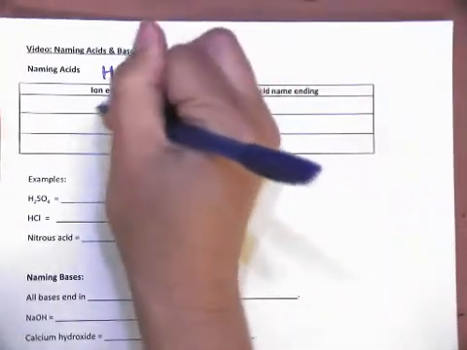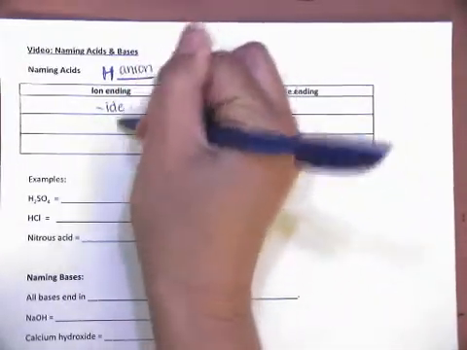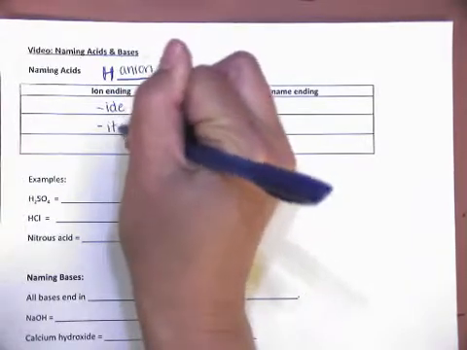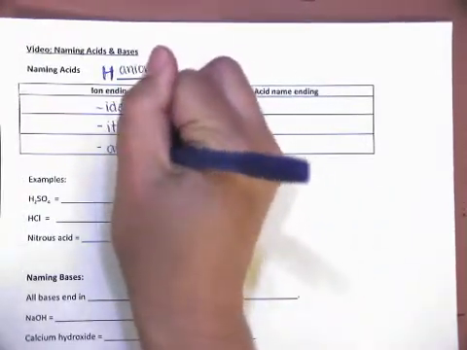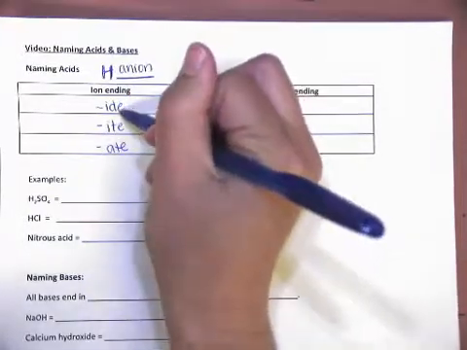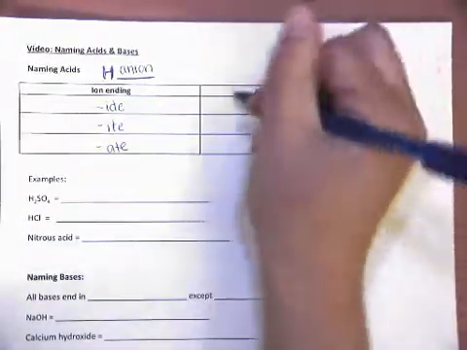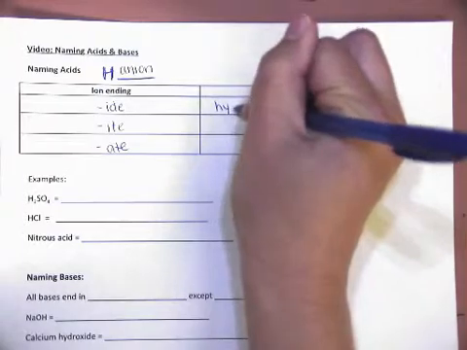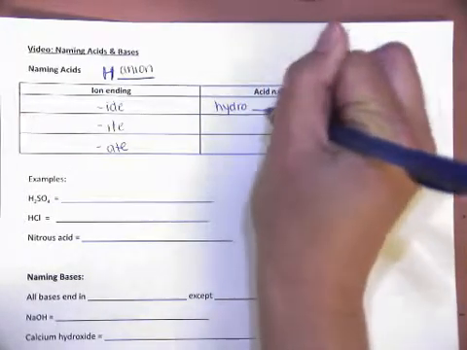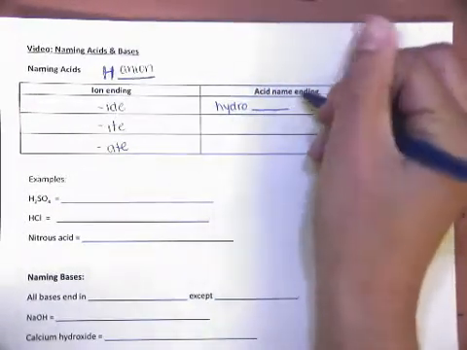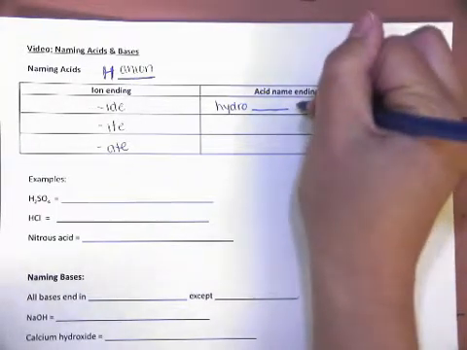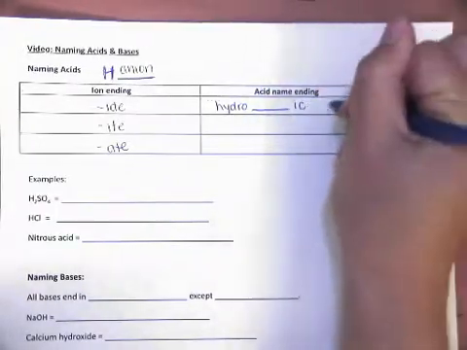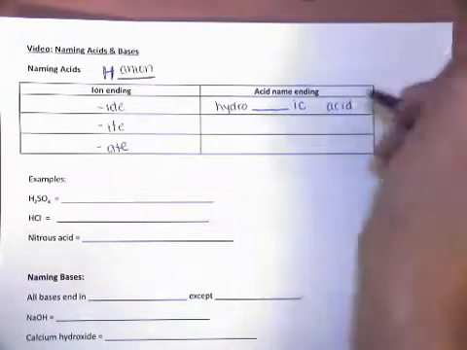Ions can end in IDE, ITE, or ATE. If my anion ends in IDE, my acid name starts with hydro. I leave a space for the name of my anion, the beginning part of it, so the prefix of it, and then I end with ic, and after that I write acid.